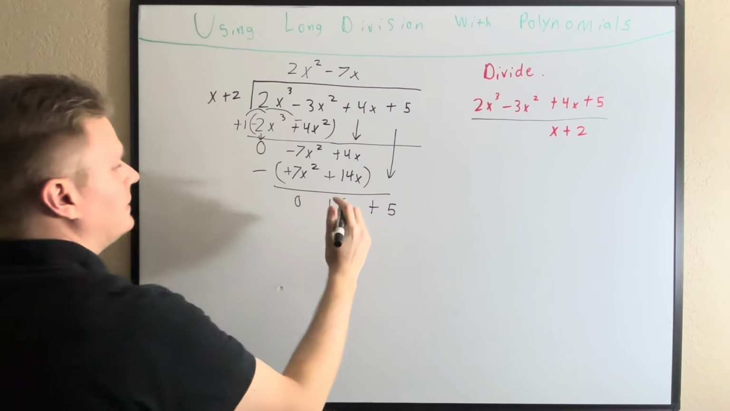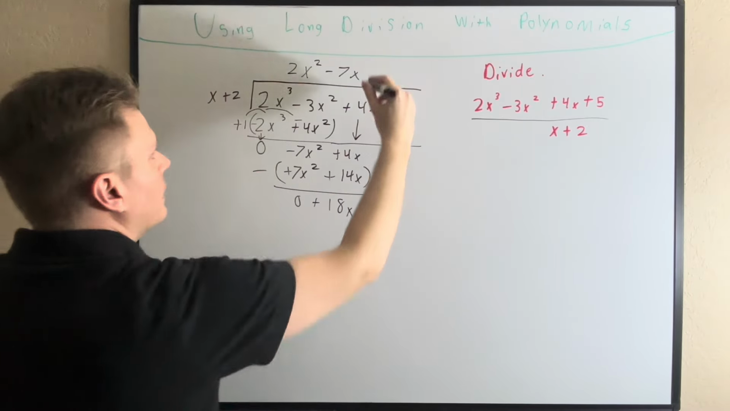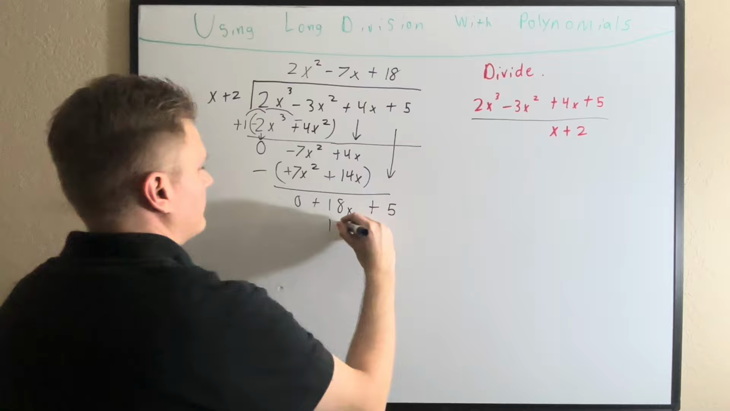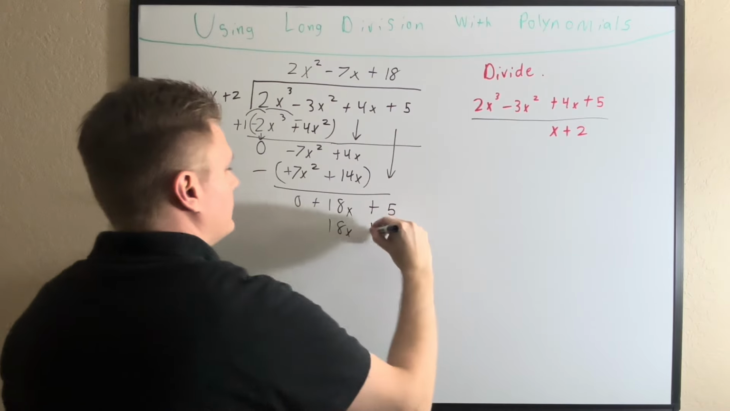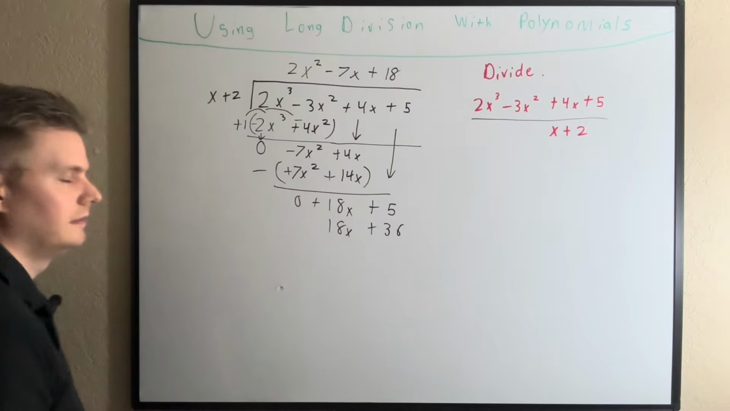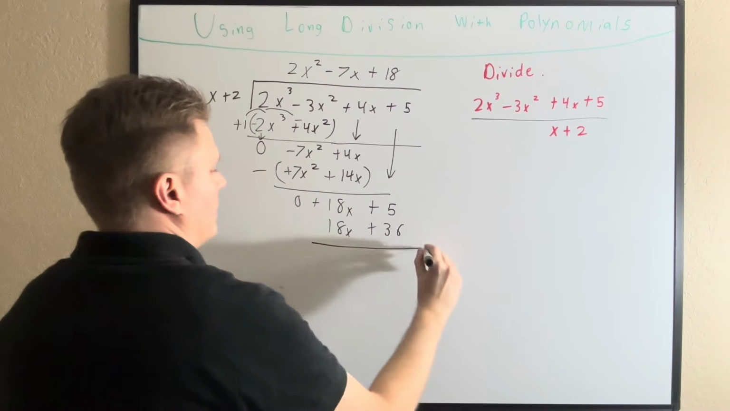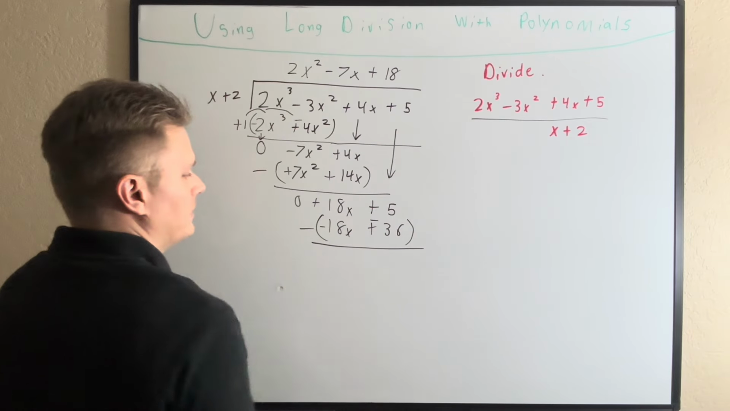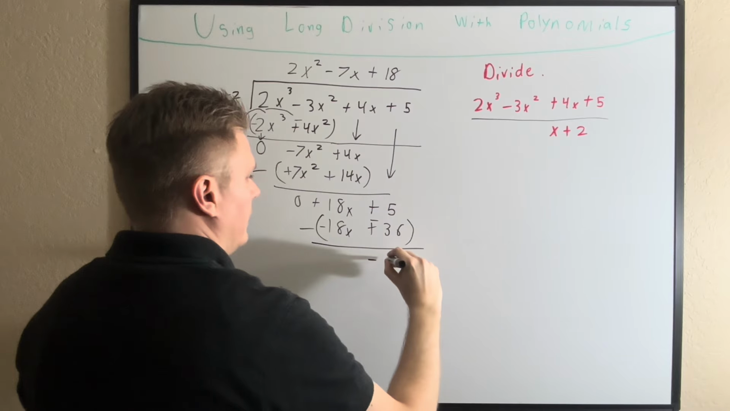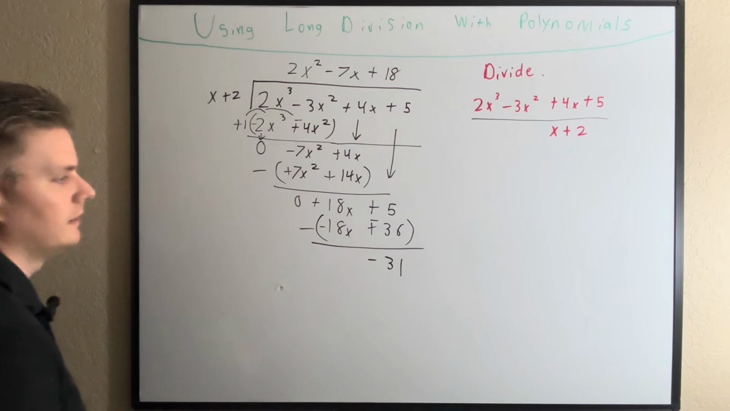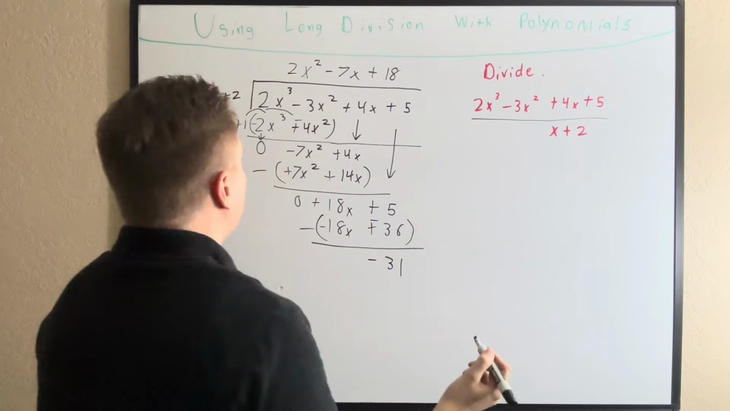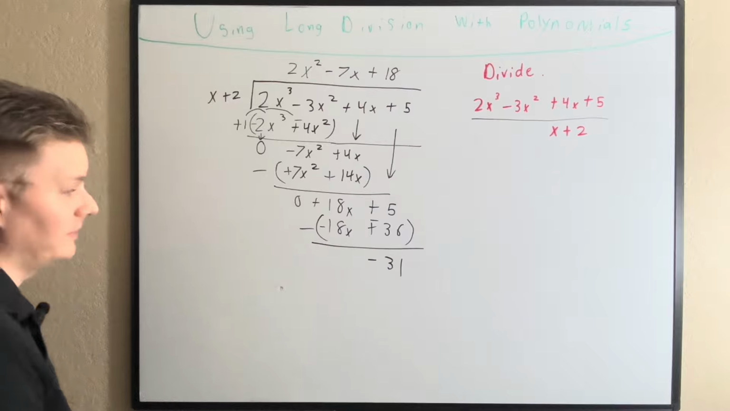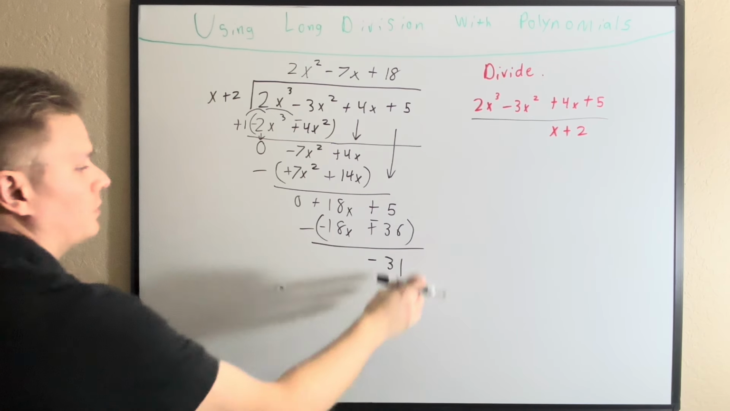x times what gives us 18x? 18, right? That was easy. 2 times 18 is 36. Yeah, 36. And once again, parentheses, subtract. This becomes negative, that becomes negative. And we're left with negative 31. But what multiplies by x to get negative 31? Well, something that divides by x. So this is our remainder.